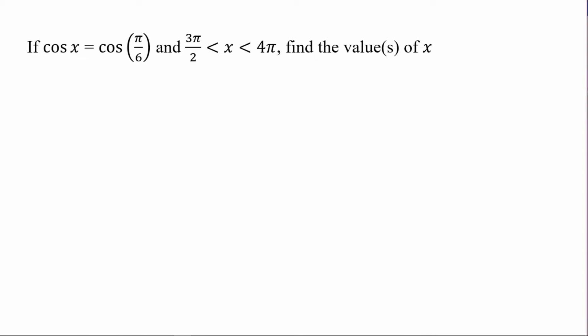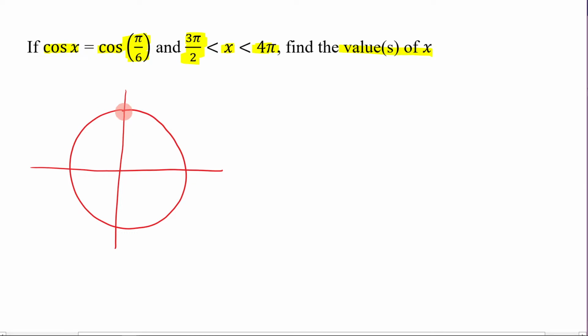Okay, so we're going to answer this question before us. It says if cos of x is equal to cos of pi on 6, and our x is between 3 pi on 2 and 4 pi, find the values of x. Okay, this is normally everyone's favorite type of question. And I say that very sarcastically because people find these ones quite tricky. But let's just think it through.